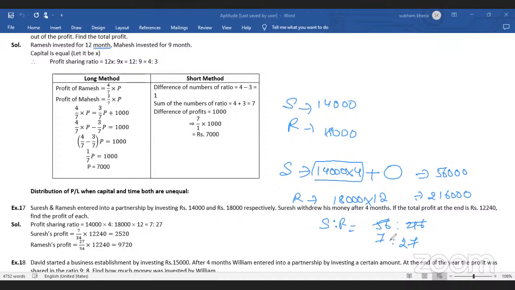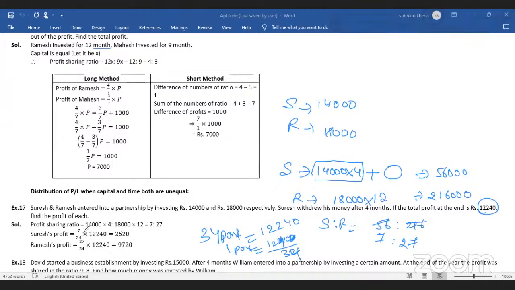And what will be the total then? Total will be 7 and 27, 34 parts. Now, this 34 parts is equal to how much? If the total profit is this much. So total profit, matlab 34 parts equals 12240. So one part will be how much? 12240 by 34.